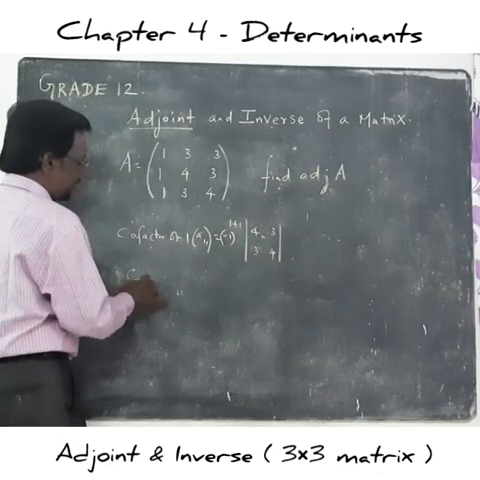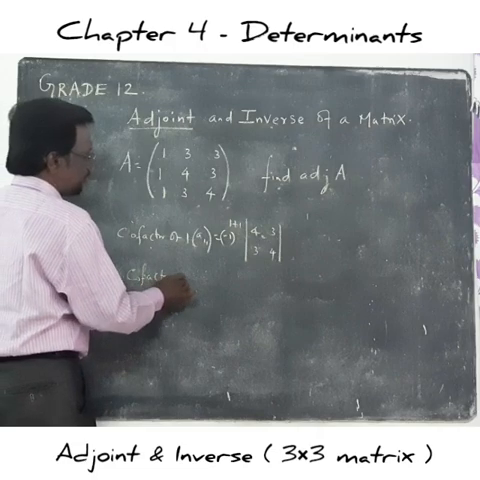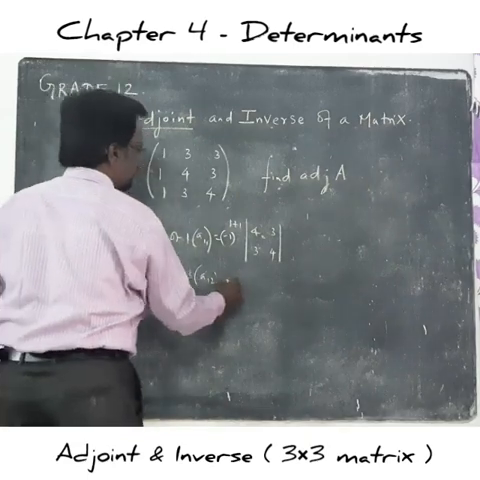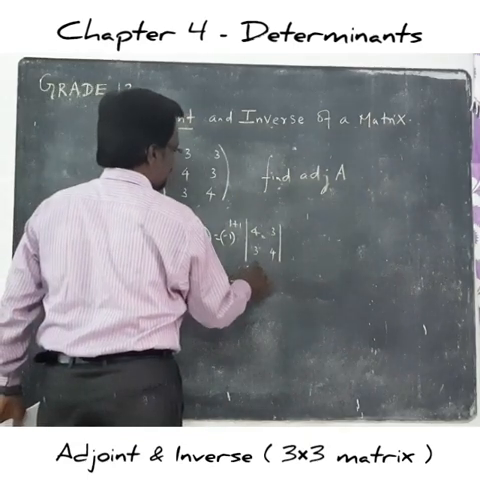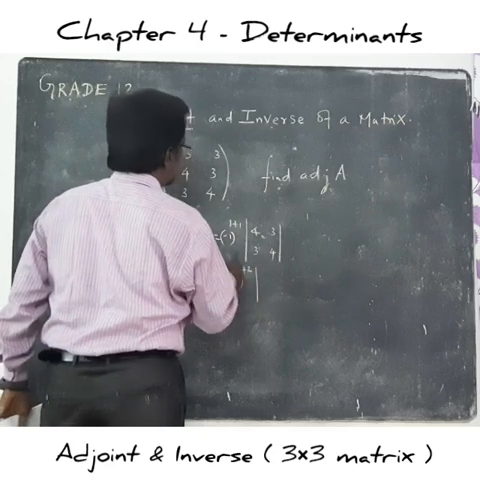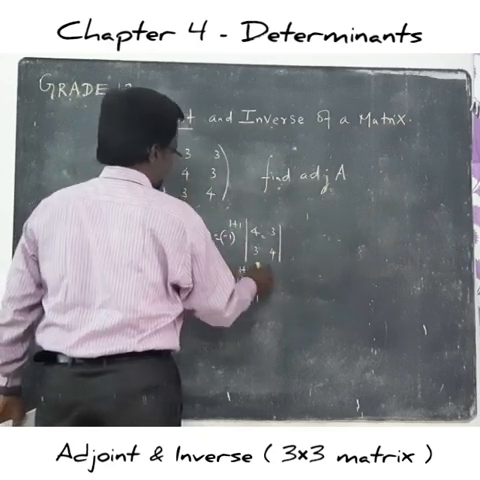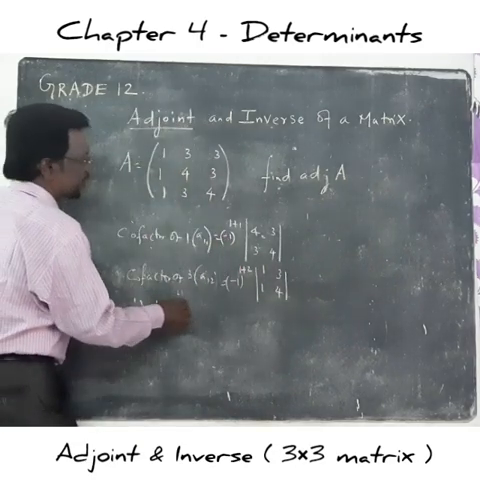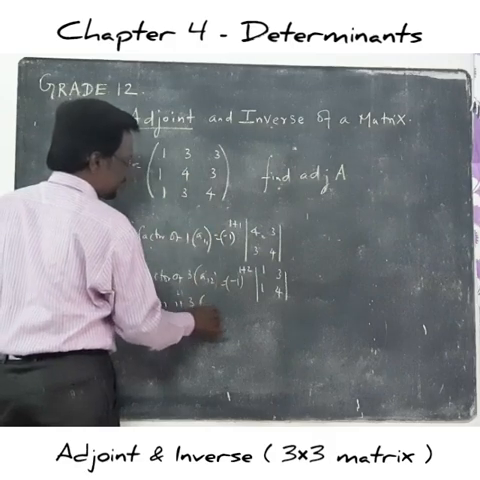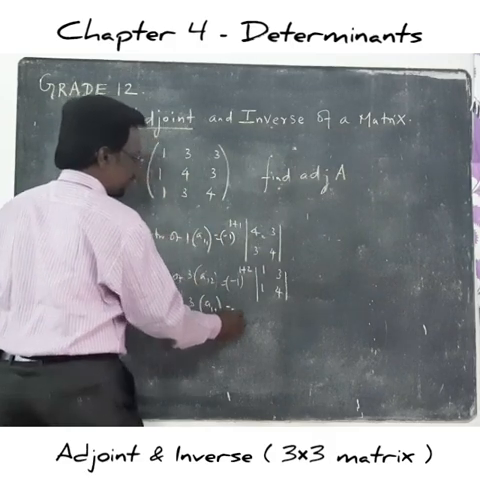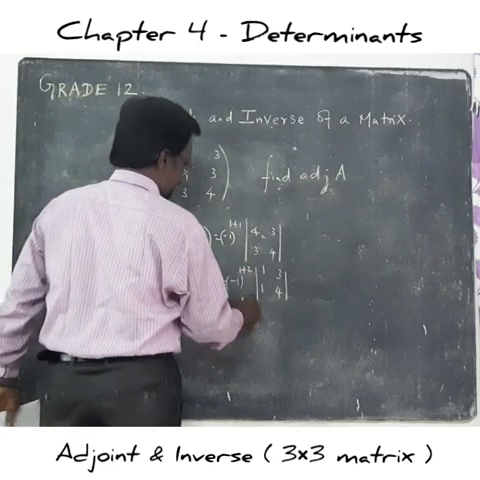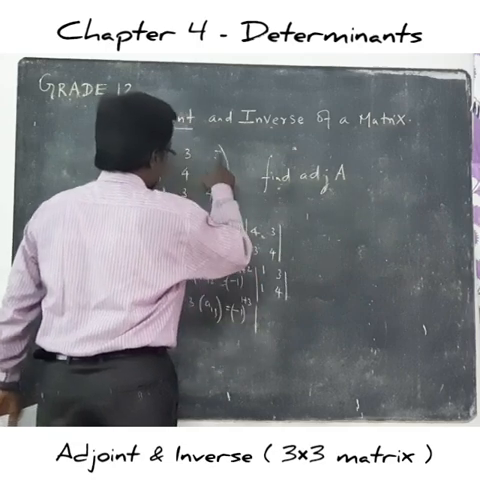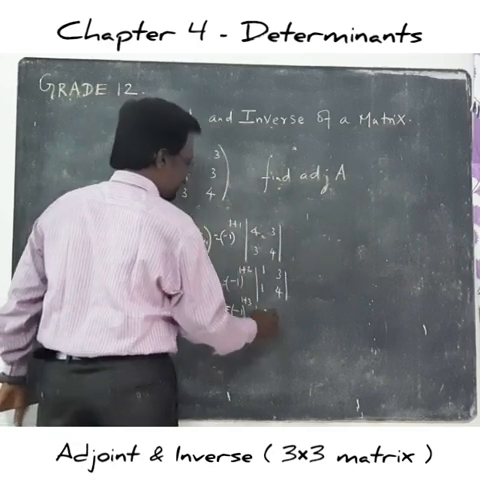Similarly, the cofactor of that 3, that is A12, is equal to minus 1 power 1 plus 2. You have to delete this row and this column. Similarly, the cofactor of that 3, that is A13, equal to minus 1 power 1 plus 3, first row, third column. So you have to delete this row, this column.